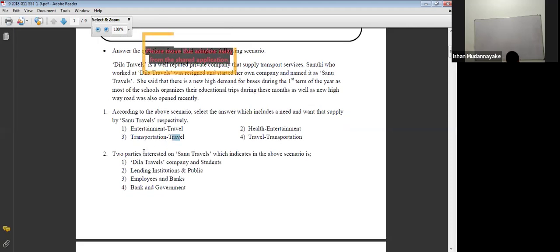Look at the second one. Two parties interested in Sanu Travels, which are indicated in the above scenario. Two parties. What's the answer for question number 2? Yes, Ranita correct. Yes, Tarun correct. Yasidu correct. Yes, now the answer for the second one. Third one. Dila Travels and students.